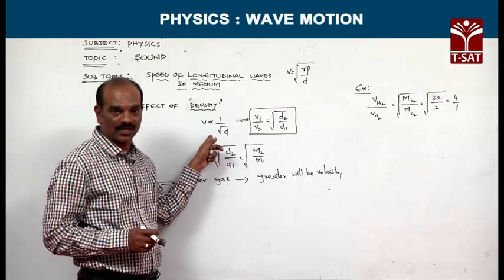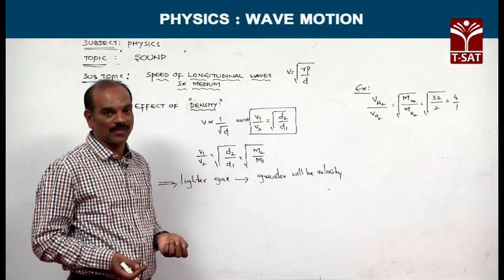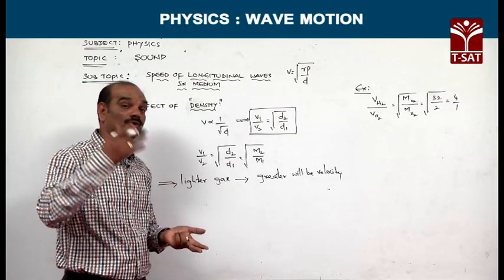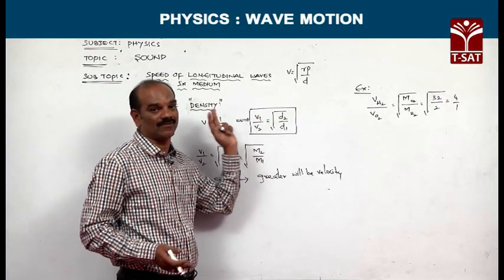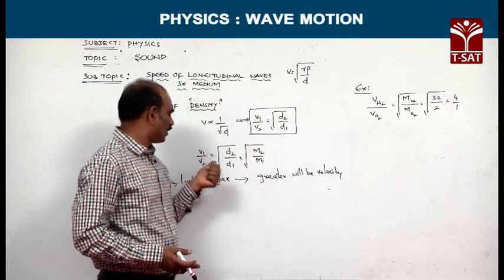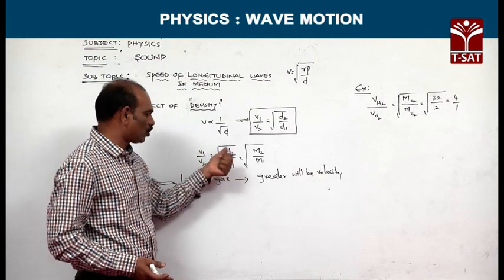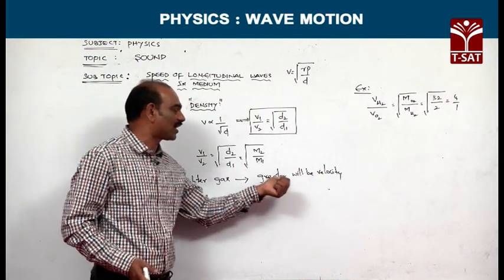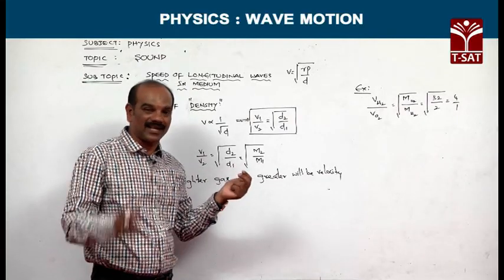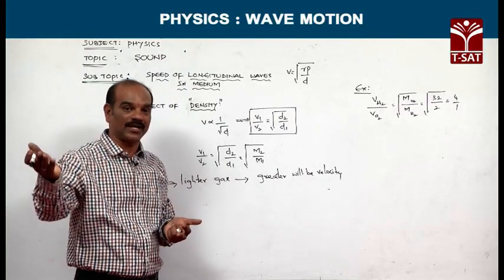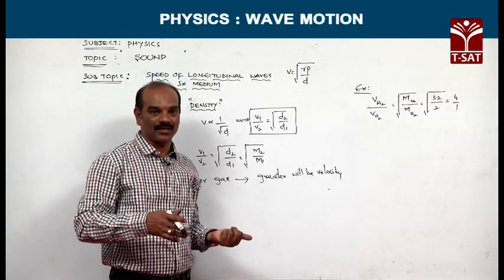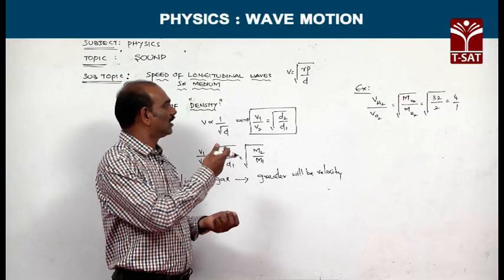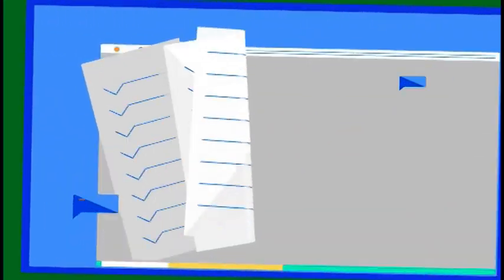From this relation we can say, whenever you want to compare the speed of sound in two different media with two different densities, V1 by V2 is equal to under root of D2 by D1. Lighter gas, greater will be the velocity. Lighter means less dense, more speed. Heavier gas, more dense, less speed. This is the effect of density on the speed of sound.